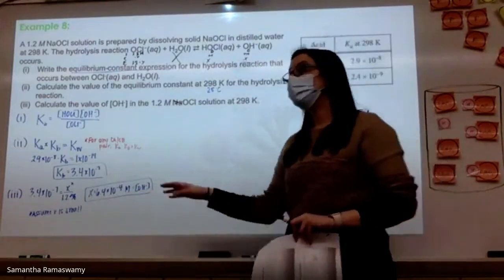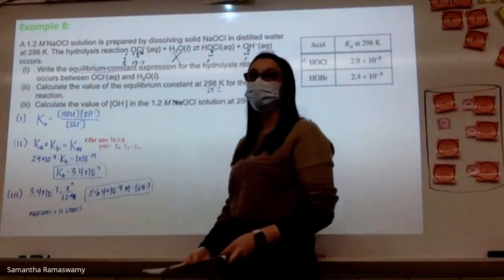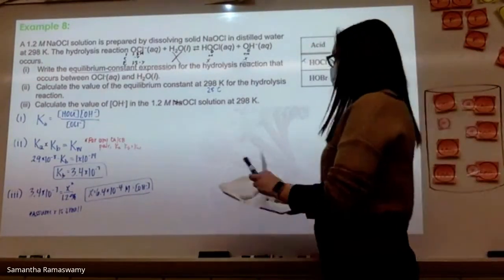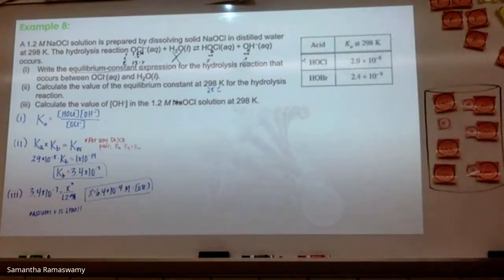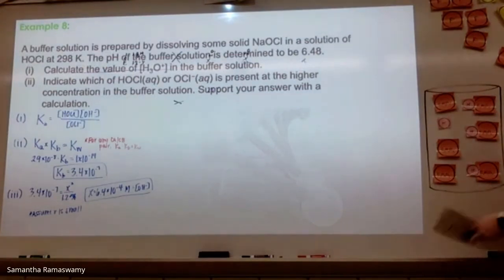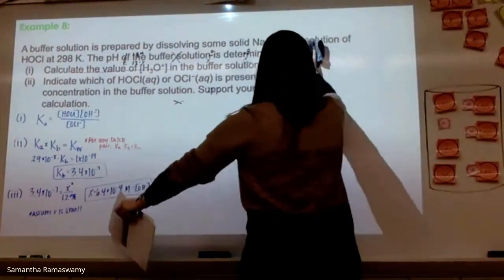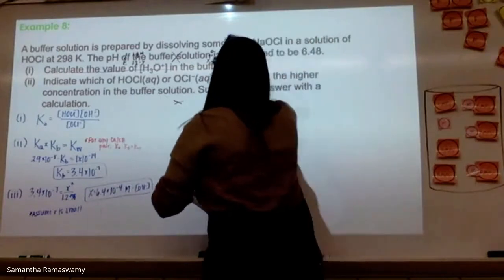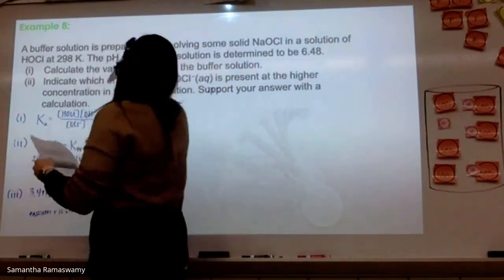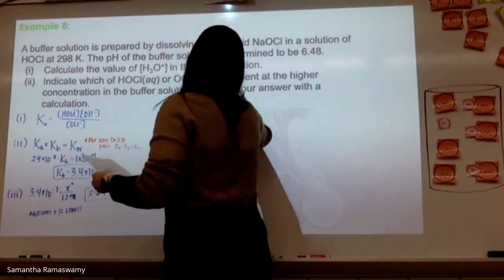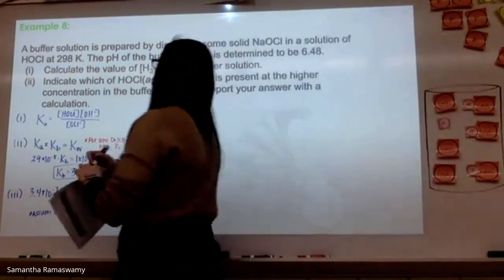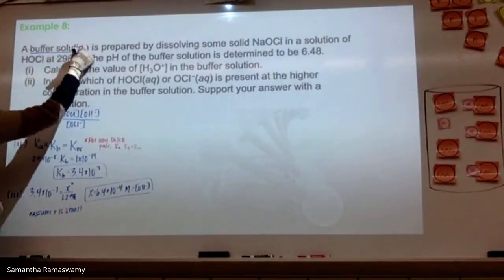So now we're going to take a look at the second part of example 8. I'm going to leave parts 1, 2, and 3 over here, and then I'll do the second part on the other half. So now it says a buffer solution is prepared. It's telling me here that we have a buffer. I'm going to go ahead and just underline that. Buffer solution. That means I should have a weak acid and a weak base. It's prepared by dissolving some solid sodium hypochlorite in a solution of HOCl at 298 Kelvin.